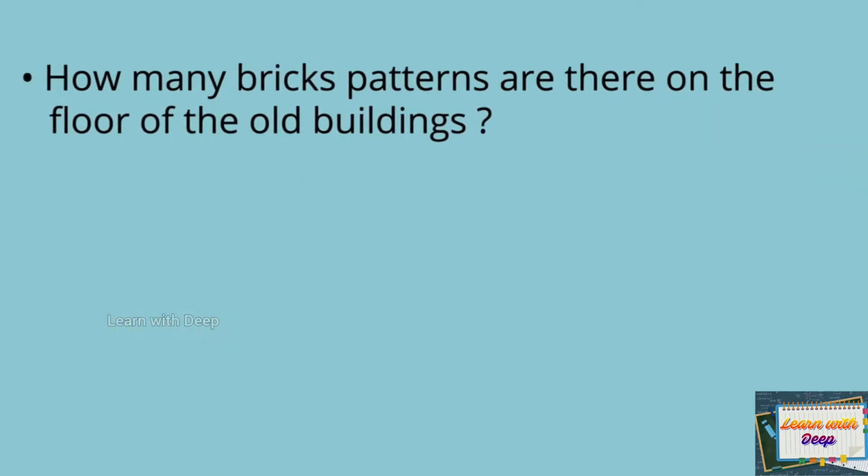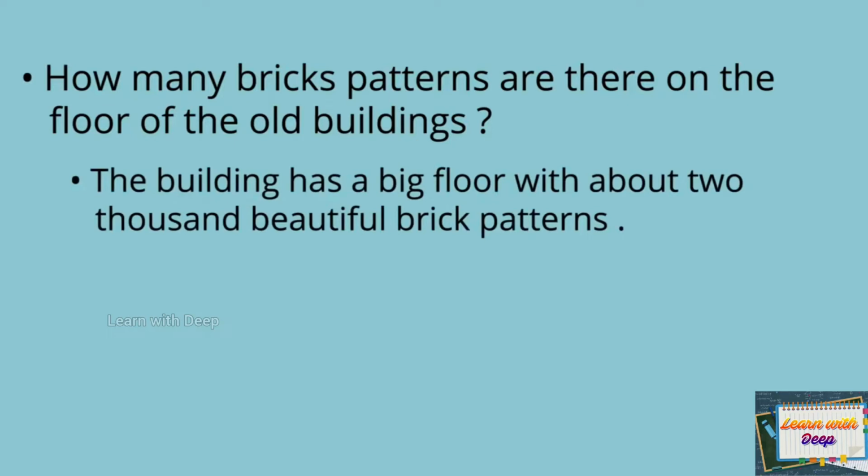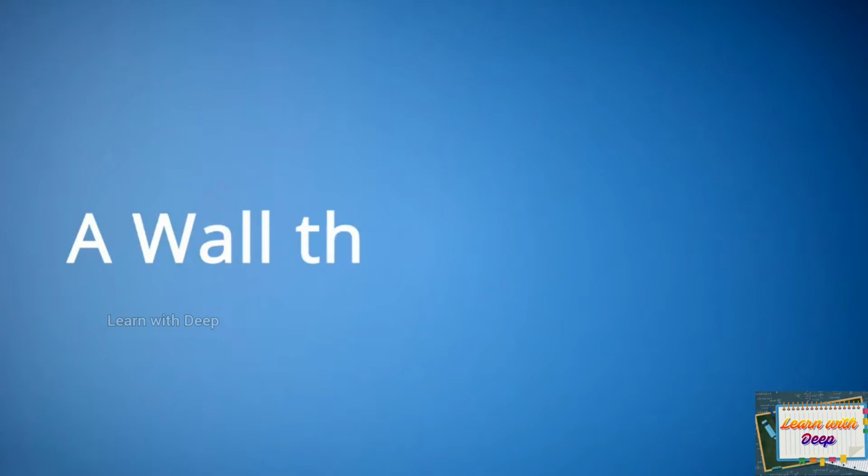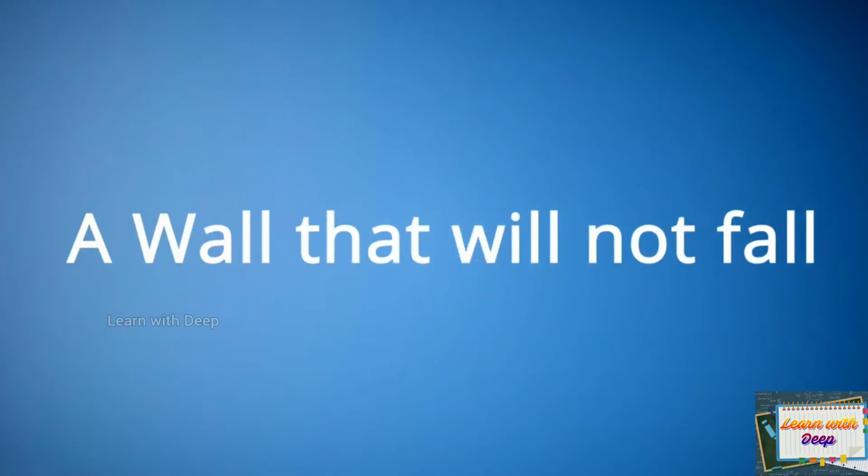Next, how many brick patterns are there on the floor of the old building? We have read it in the chapter, yes? Try and answer. Okay, let me help you out. The building has a big floor with about 2000 beautiful brick patterns. Isn't it amazing? Now it's time to move ahead and to know about a wall that will not fall.